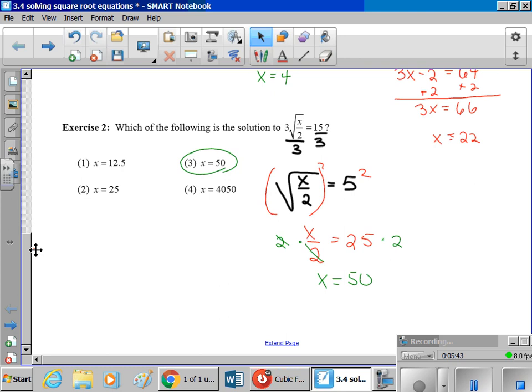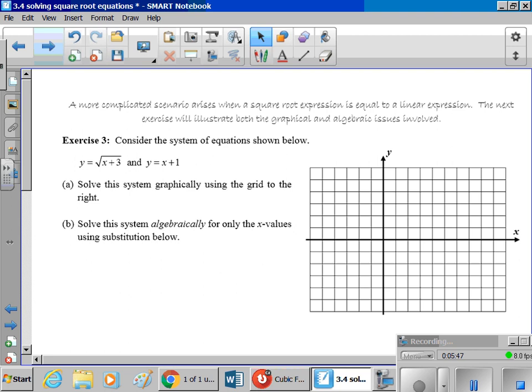Okay, moving on to exercise 3. So here we're going to spend a little time graphing these. So a more complicated scenario arises when a square root expression is equal to a linear expression. The next exercise will illustrate both graphical and algebraic solutions. So exercise 3, consider the system of equations below.